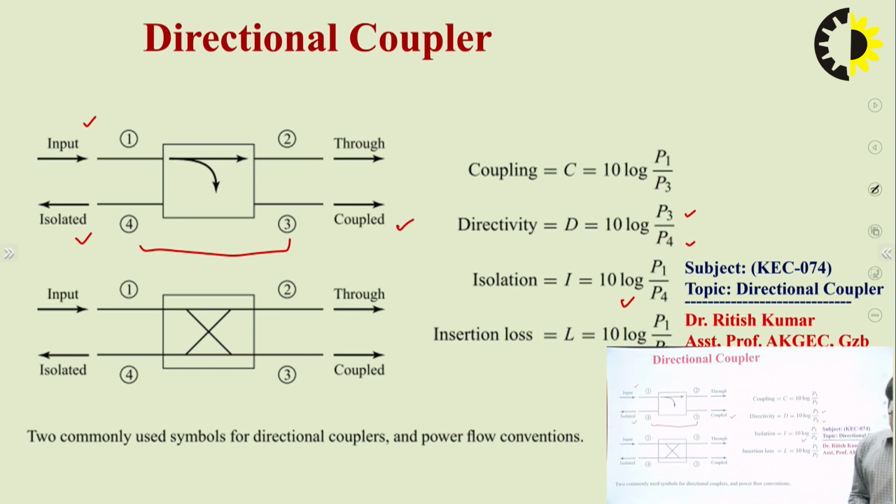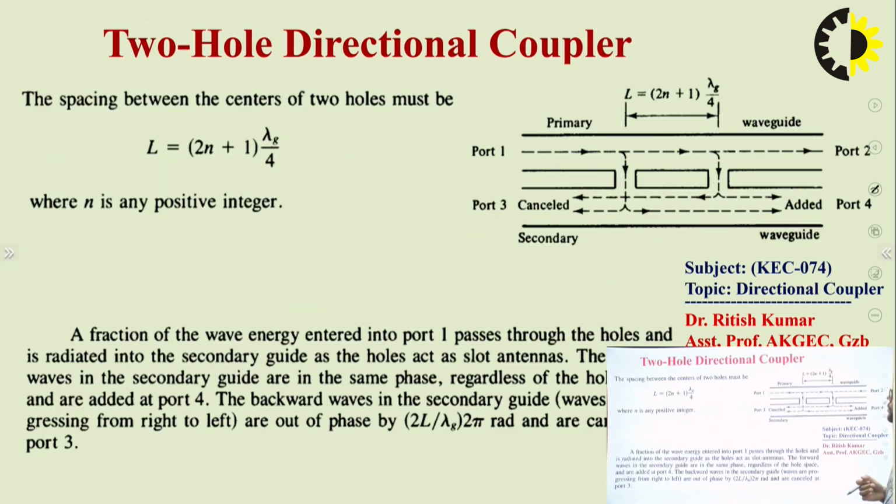So with the help of the directional coupler, this is another device from which we can receive different amounts of power at port number 2, 3, 4, if you give the power at port number 1. These are the commonly used symbols for directional couplers and power flow conventions.